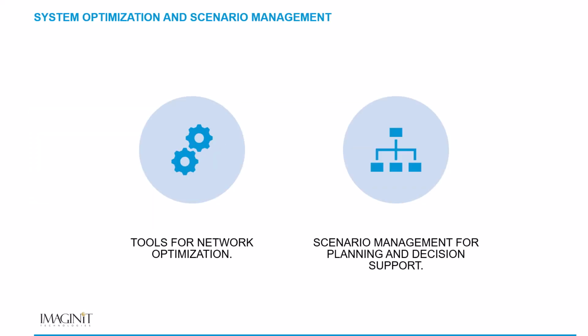Another critical feature of InfoWater Pro that we will delve into today is its system optimization and scenario management capability. This powerful component of the software allows water utilities to navigate the complexities of water distribution with precision and flexibility. InfoWater Pro provides tools for optimizing the performance of water distribution networks. This includes algorithms for reducing energy consumption, enhancing system reliability, and ensuring water quality. Utilities can identify the most cost-effective operational adjustments, such as pump scheduling and pressure management, to meet their goals.